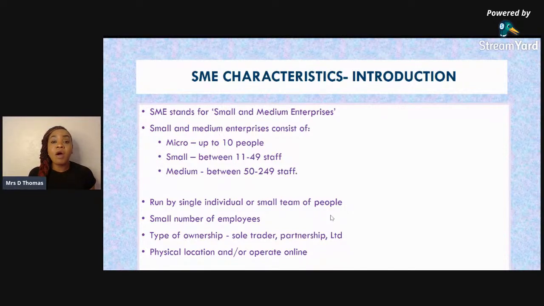Or it might be an online business like Boohoo. Yes, a number of online businesses. So you need to research whether or not your company is online or physical. I would prefer for you to concentrate on the physical.